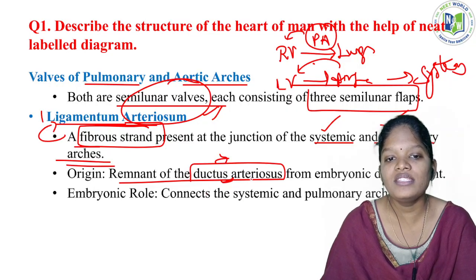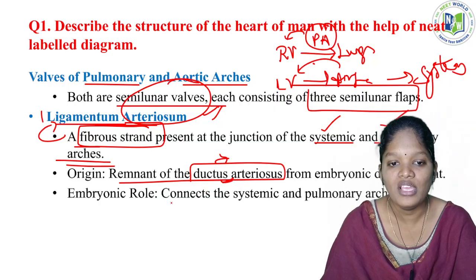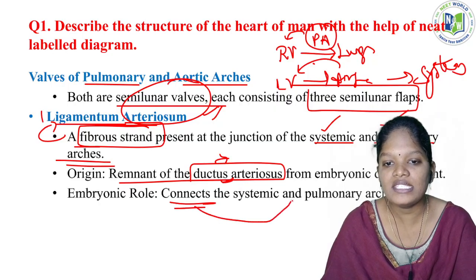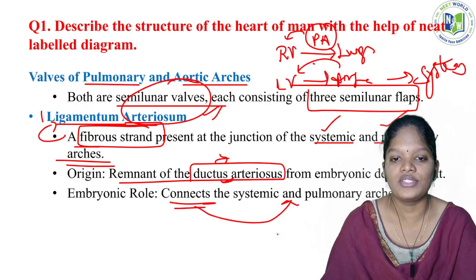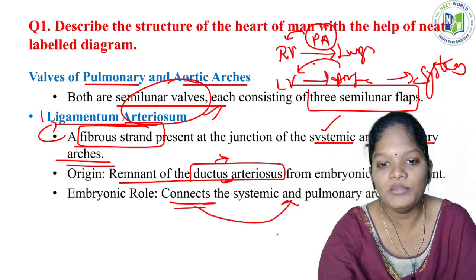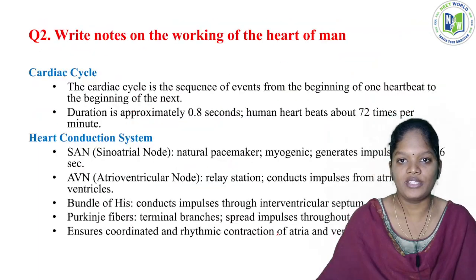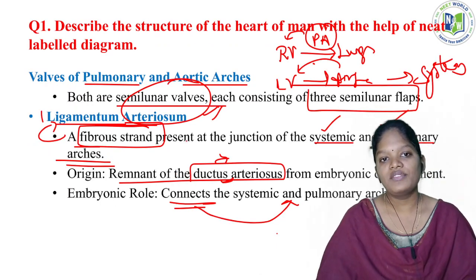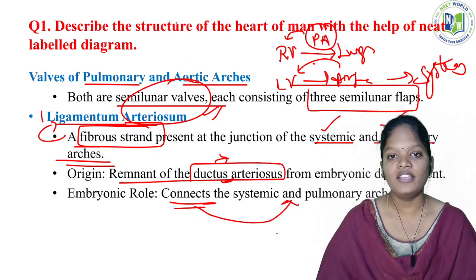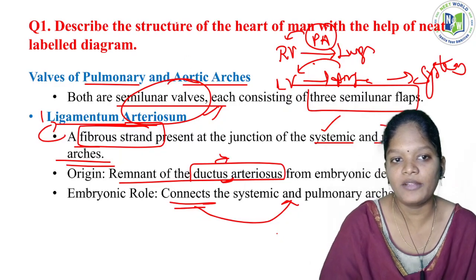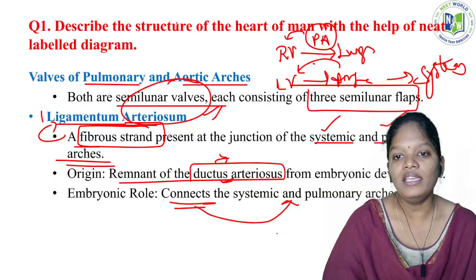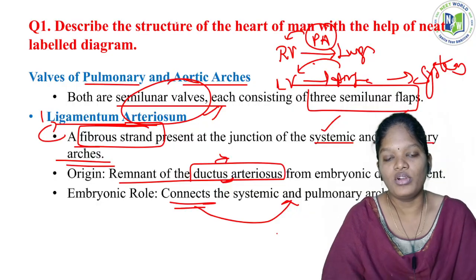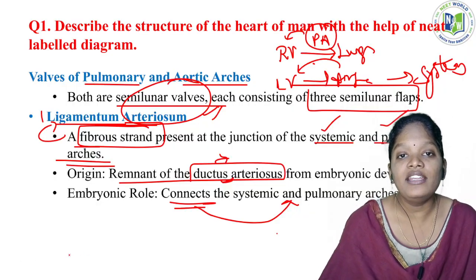So what is the function of this ductus arteriosus in the embryo? It is the one connecting both the systemic and the pulmonary arches. So this is the first question. We have discussed the structure of the heart of man with the help of the NEET diagram. Kindly note, the diagram is very important, and if possible write a flow chart of it.